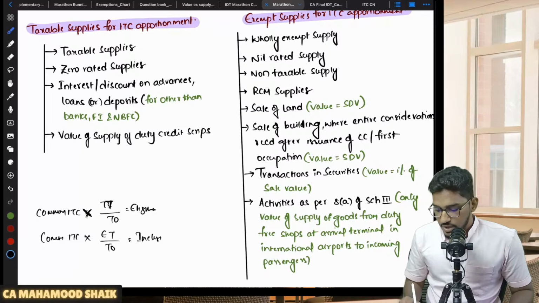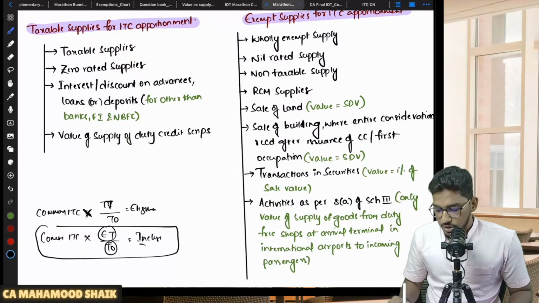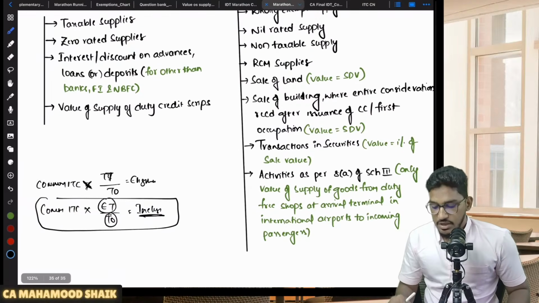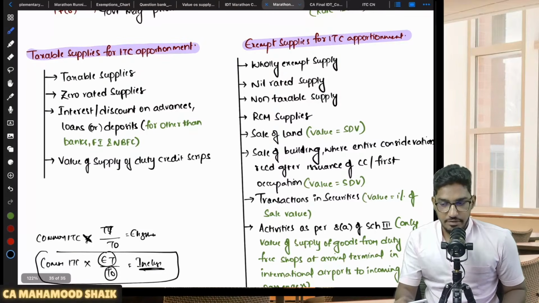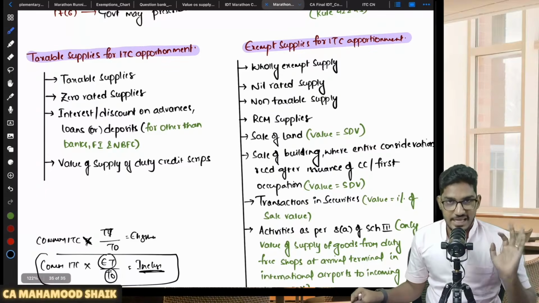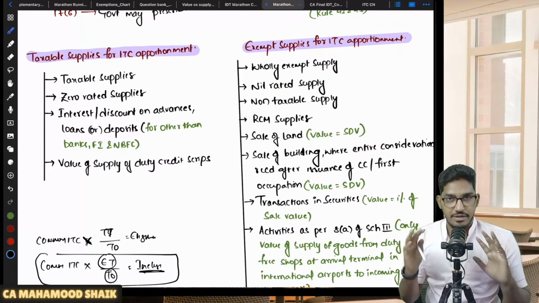Anyway, I can do either. So let us stick to that. Common ITC into exempt turnover divided by total turnover. That will become ineligible. Okay. But what is exempt turnover? What is taxable turnover? That we have to identify. So for the purpose of apportionment, what is taxable turnover? What is exempt turnover? A little bit the definitions change.